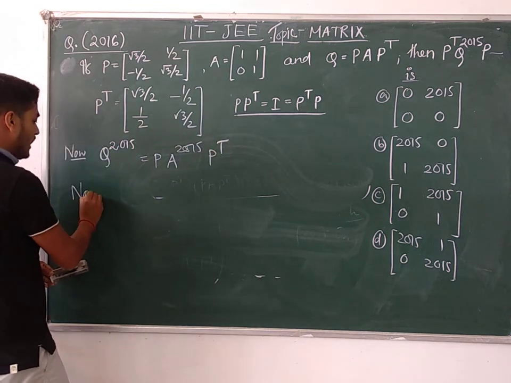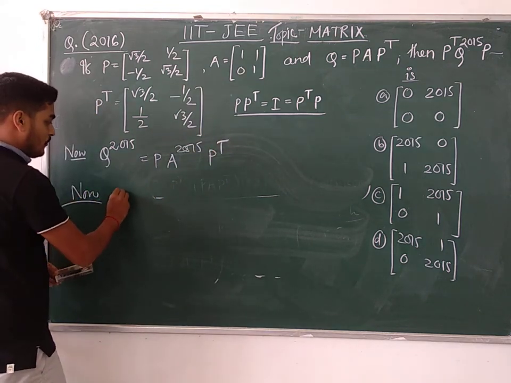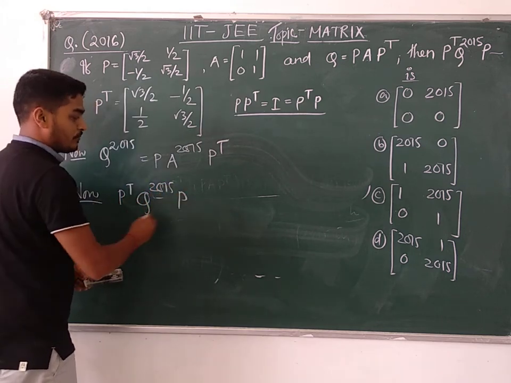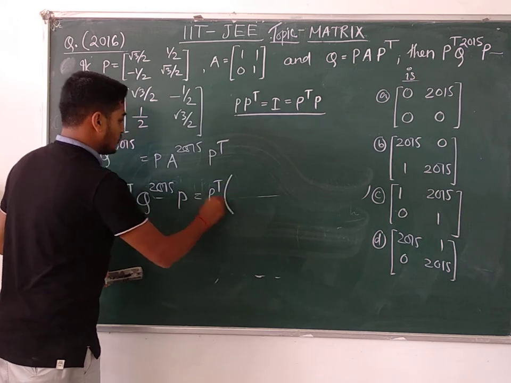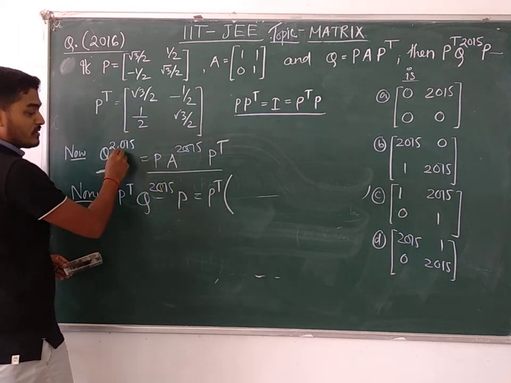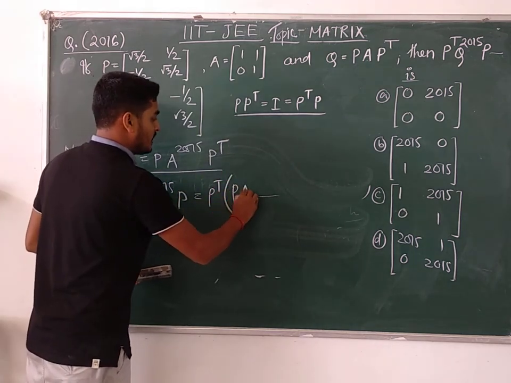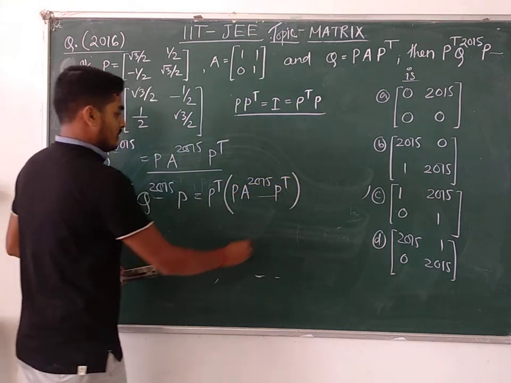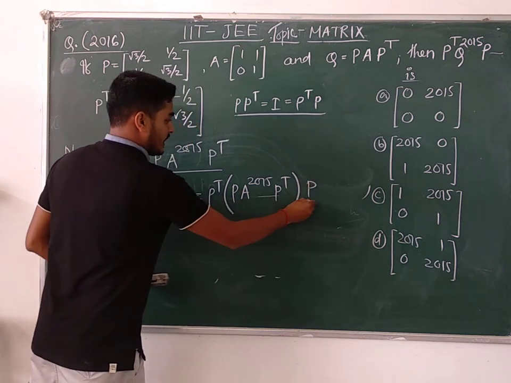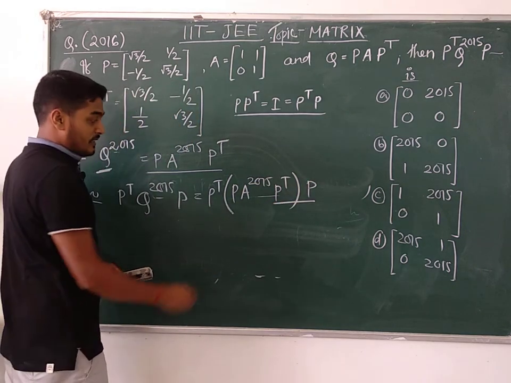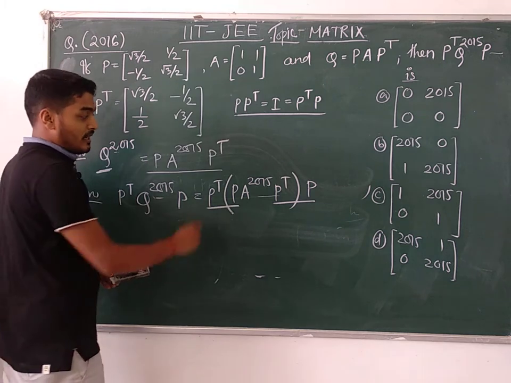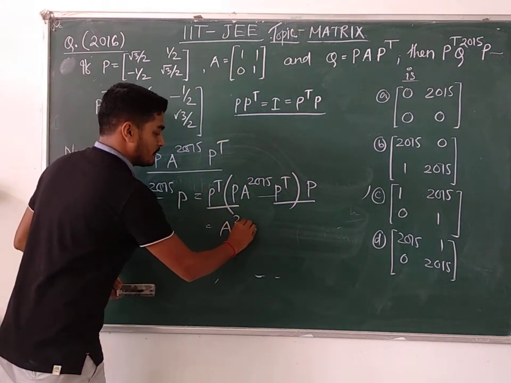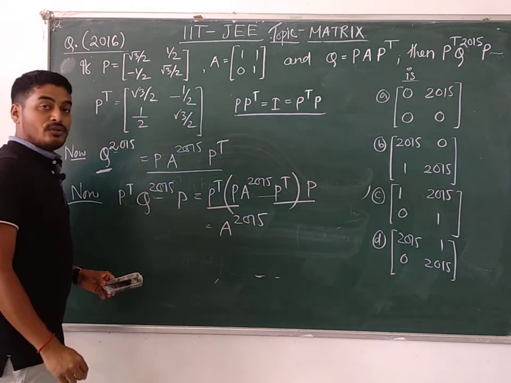Now which expression do we have to find the value of? We have to find the value of P transpose Q to the power 2015 into P. This expression can be written as P transpose, and the value of Q to the power 2015 is nothing but P A to the power 2015 into P transpose, into P. Again, P transpose P is equal to identity, and multiplication of any matrix with identity leaves the matrix the same. So this is nothing but A to the power 2015.